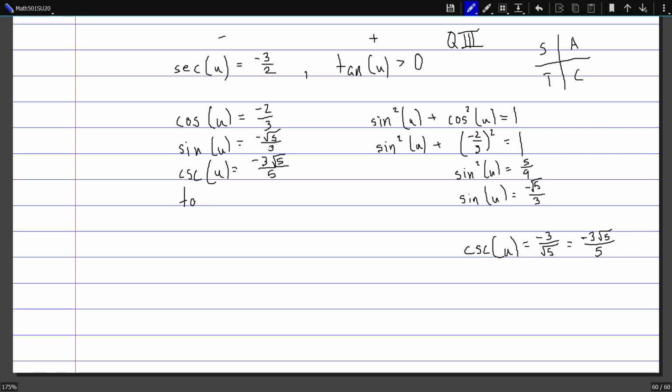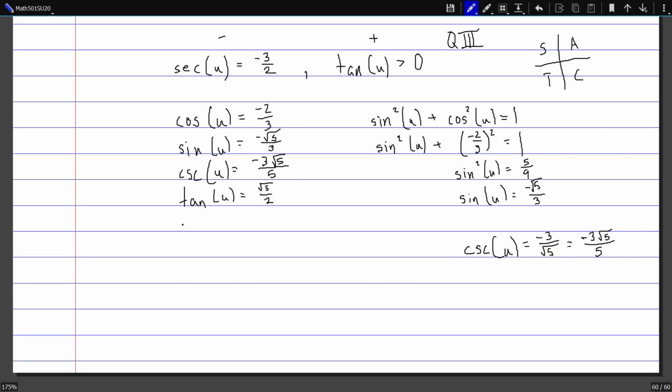This will be a quotient of our sine and our cosine, specifically sine in the numerator and cosine in the denominator. Since they have the same denominator, we can ignore that. They have the same sign, so their quotient will be positive. This will be the square root of 5 over 2. So in this case, it's just our sine value over our cosine value with a lot of simplification done in advance.